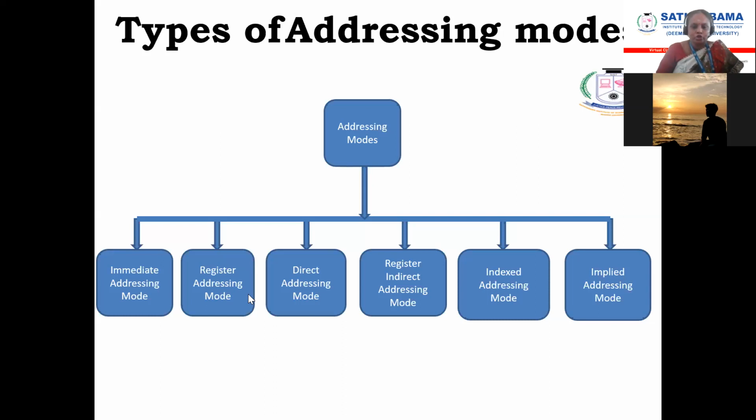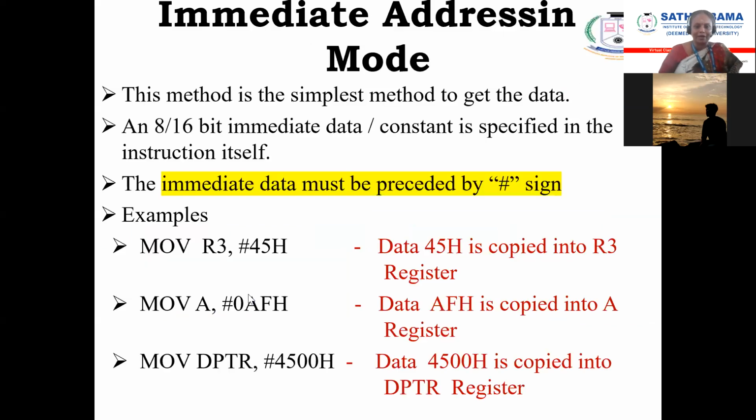Are you clear? So 6 addressing modes are there: immediate register addressing mode, direct addressing mode, register indirect addressing mode, indexed addressing mode, implied addressing mode. Now we will discuss one by one. Okay, now first we will see immediate addressing mode.